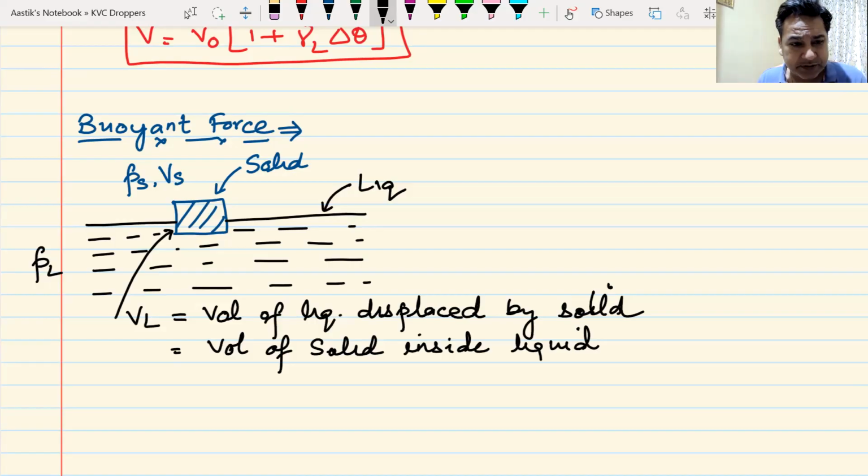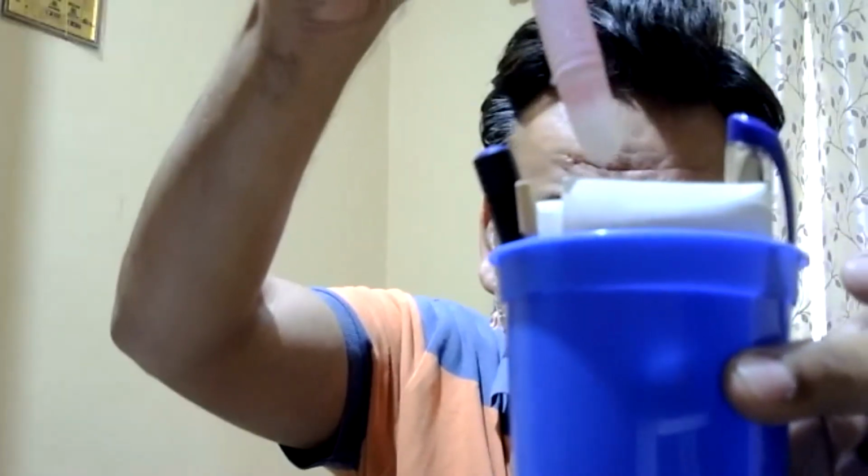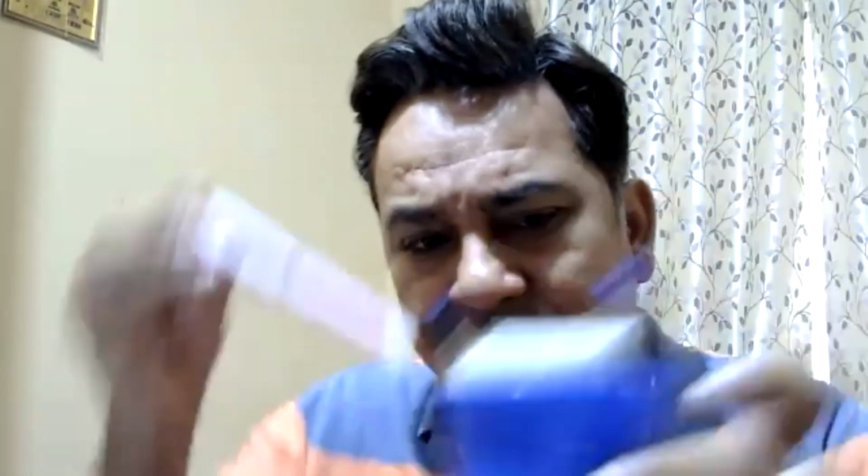Let us take, for example, this is a glass of water and it is completely filled with water. Now, if I put anything inside it, if I put this pen inside it, will some amount of water overflow? Yes or no? Yes, sir. Why? Why will some amount of water overflow? Tell me.